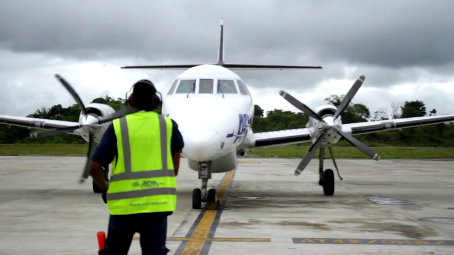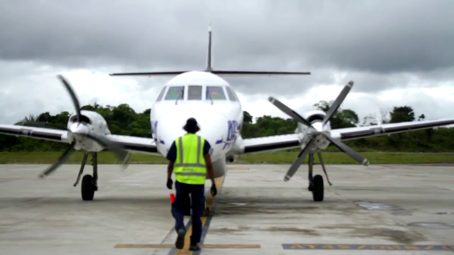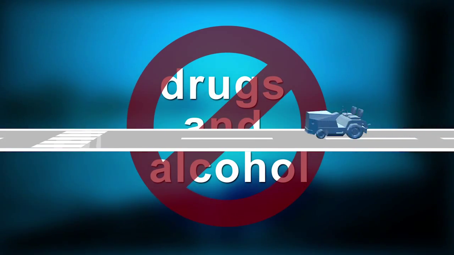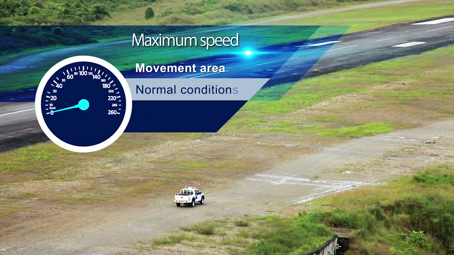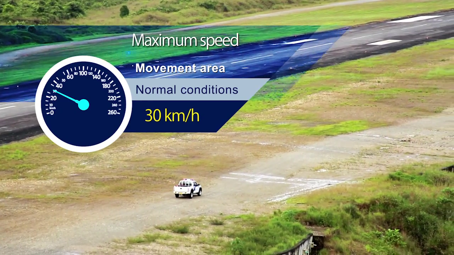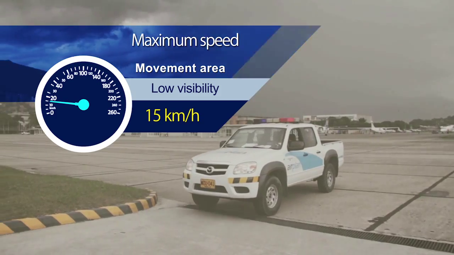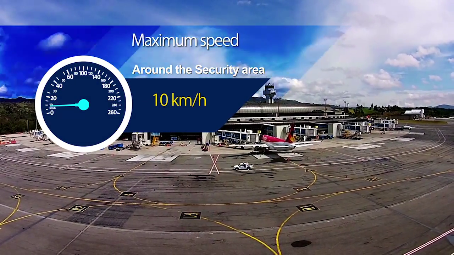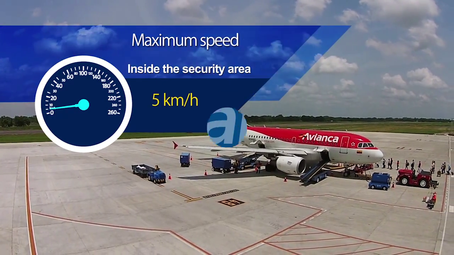Don't go towards a helicopter if the dust limits your vision. Be sure to have cruise authorization to approach to it. Don't operate under the effects of drugs and alcohol. The maximum speed allowed in normal conditions at the movement area is 30 km per hour. In low visibility conditions, 15 km per hour. Around the security area, 10 km per hour. And inside the security area, 5 km per hour.